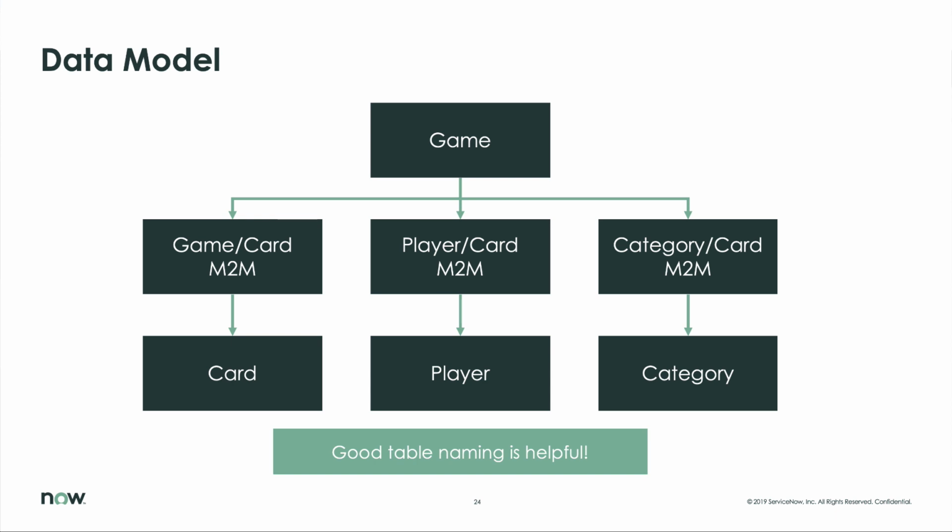So, quick tip on the bottom, that good table naming is very, very helpful. For example, the scope on this was X_SNC_Jeopardy, and then I just called it game. Not games. I have a particular peeve about tables with plurals in them, because then your lists get kind of funky and the records get funky, and when you're scripting, you can't remember, is this plural or not? So keep life simple. Stick with a singular table name.